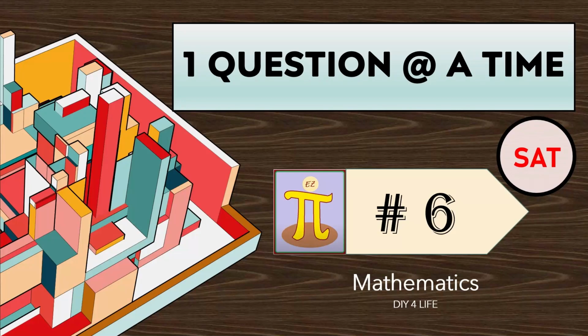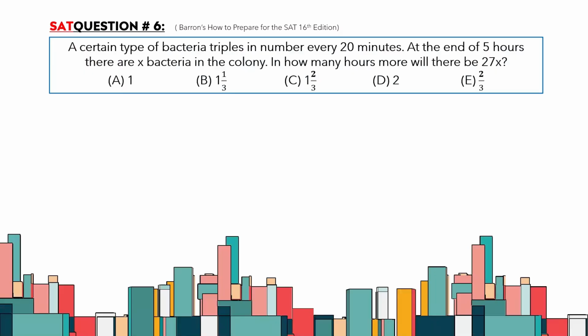Question number 6. A certain type of bacteria triples in number every 20 minutes. At the end of 5 hours, there are X bacteria in the colony. In how many hours more will there be 27X?